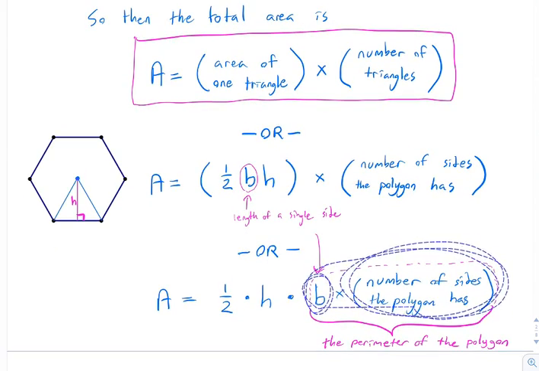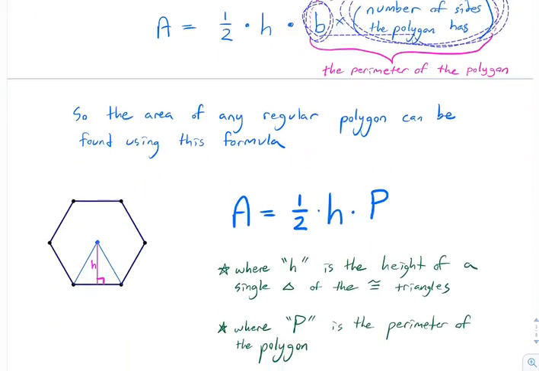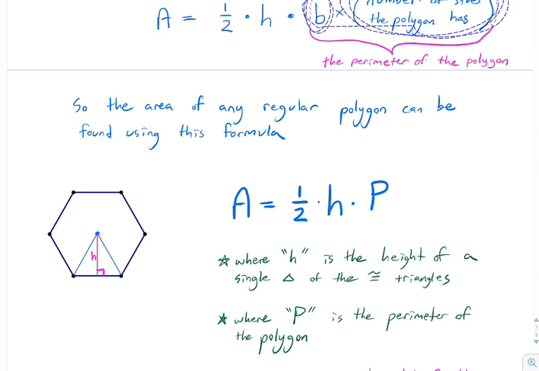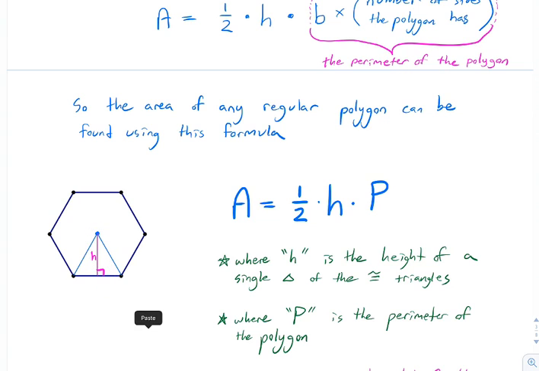So the formula we use is simply the area of one of these regular polygons is 1/2 times the height of one of these triangles. I wrote that right here where the h represents the height of one of these single congruent triangles. And over here in the picture, I showed you what height I'm talking about, that pink h there, okay? And then the p represents the perimeter of the total polygon. Okay, so that's our formula.